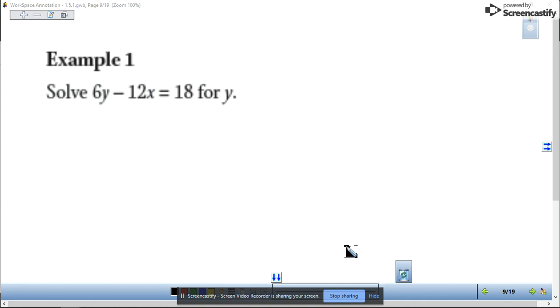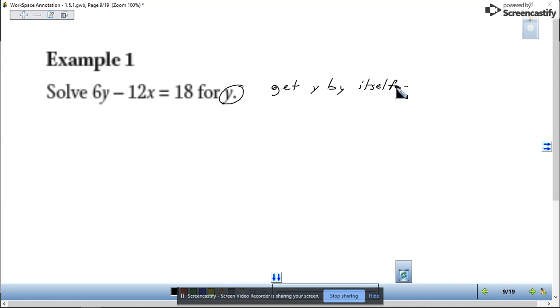So if you need to pause the video and copy down what I'm doing, please do, because I'm going to roll right through 3 or 4 examples here. So we want to solve 6y minus 12x equals 18 for y. In other words, get y by itself. That's what that means. Okay?